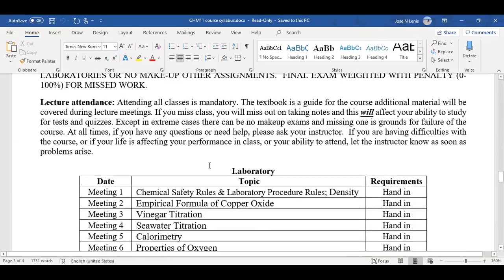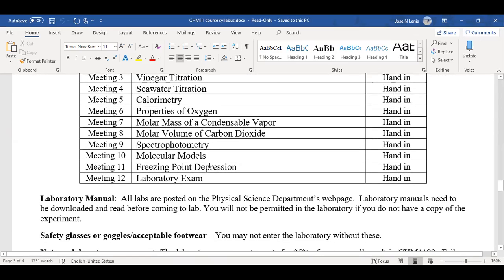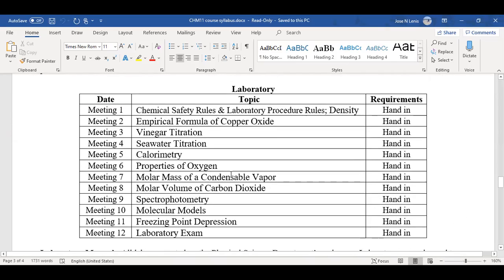Now, here we have the topics for the labs. These are the labs. All the labs we are going to do are here. We do 2 labs per week. So this meeting 1 and 2 will be for weeks 1, 2, 3, 4, 5, and 6. All right. And that will be covered there. So those are all the labs. I'll show you that also in a few minutes.